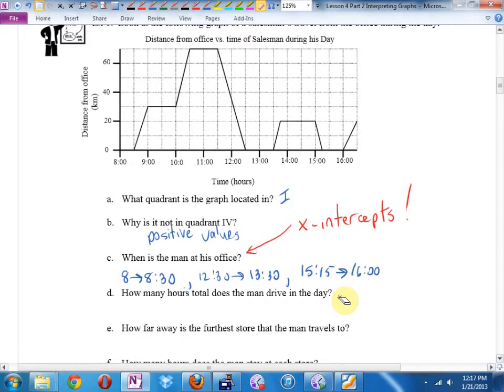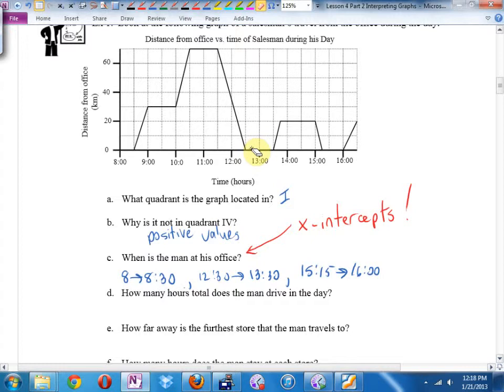How many hours total does the man drive in the day? First of all, on this graph, when is he driving? What tells you that he's on the road? When there's a slope. When it's level, that means he's sitting still. When the slope is uphill, he's heading away from work, yes? When the slope is downhill, he's heading towards work. So I can get a lot of information from this.